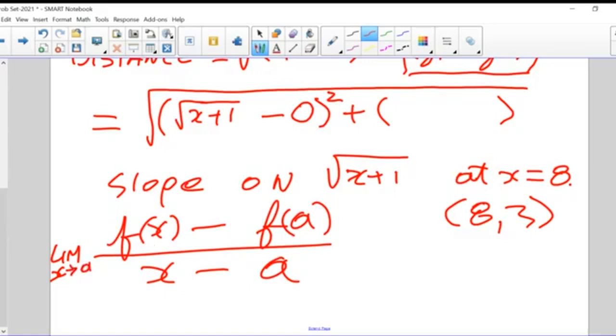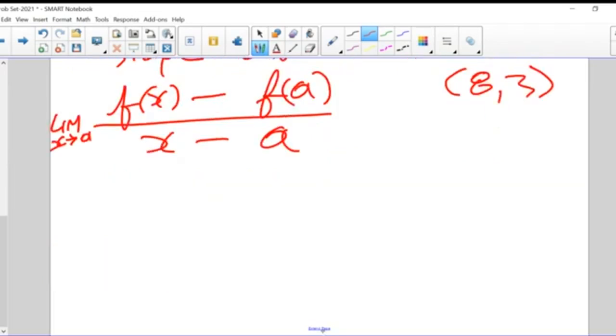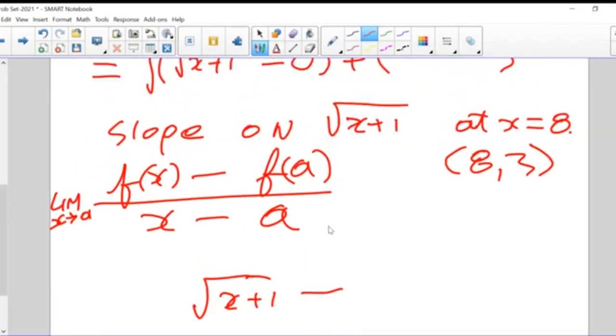Let me just make sure that we follow this. What are we going to put for f of x in this case? Think back to first principles for a bit. What did we put for the f of x? The root of x plus 1. Thank you very much. So the root of x plus 1 minus the f of a, the a being in this case the 8 that we're putting in, but the f of it is actually 3. That's the y value.